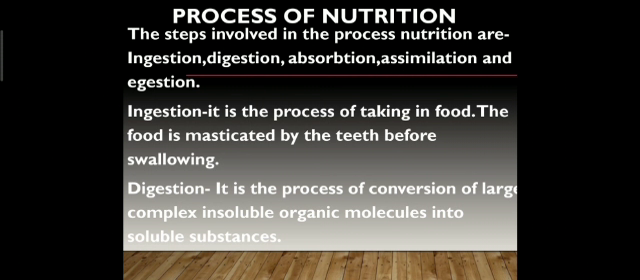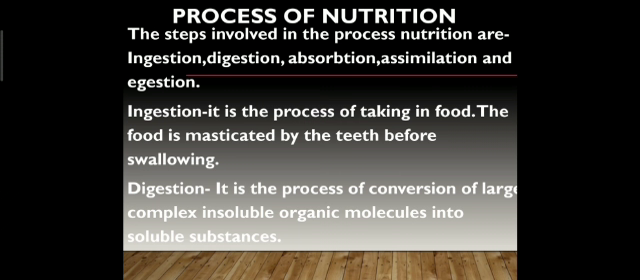We are talking about nutrition in human beings. You already learned about the structure of the digestive system and associated glands in our previous video. If you haven't seen it, then click on the link given below in the description. In the process of nutrition in human beings, the steps involved are ingestion, digestion, absorption, assimilation, and egestion.